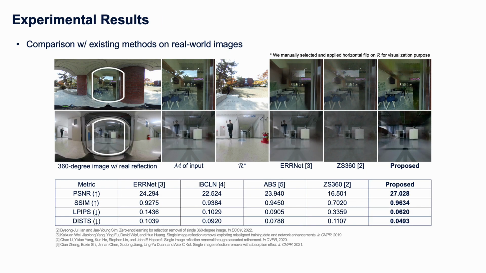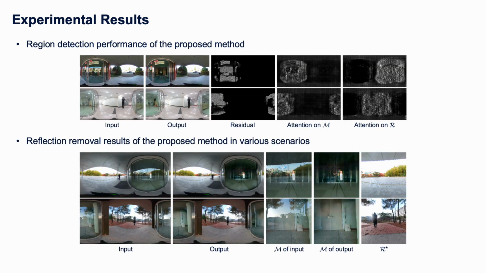Next, we compare the proposed method with the existing reflection removal methods to show the qualitative and quantitative performance of the proposed method. The proposed method effectively suppresses the reflection artifacts and clearly reconstructs the transmission images. Also, the proposed method achieves the best quantitative performance and surpasses the existing methods. These are the detailed results of the proposed method.